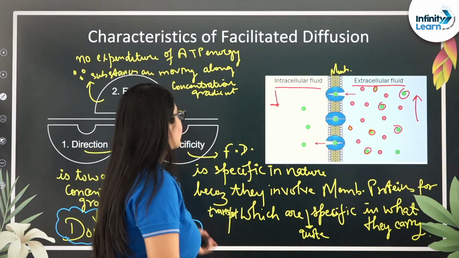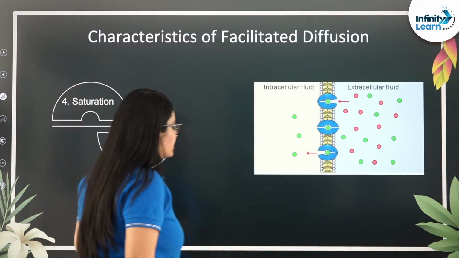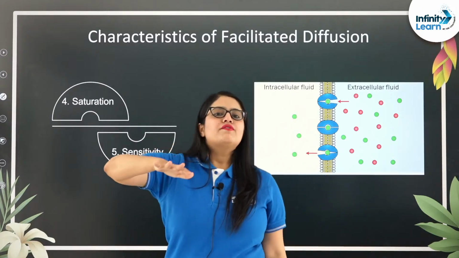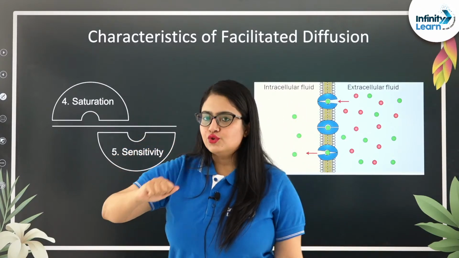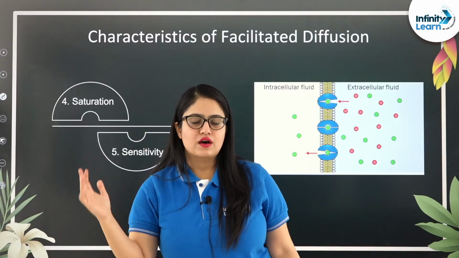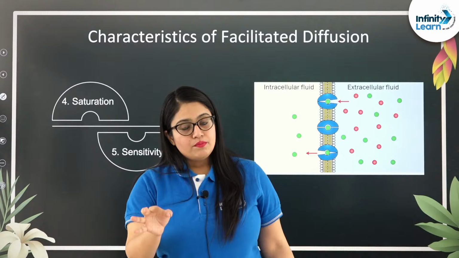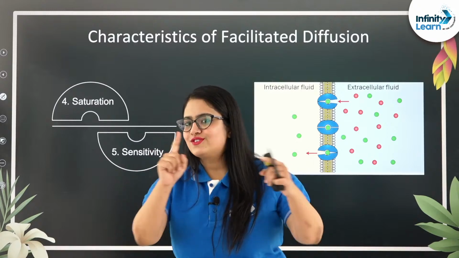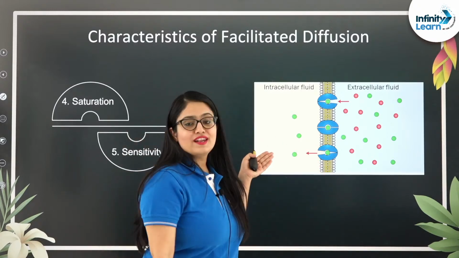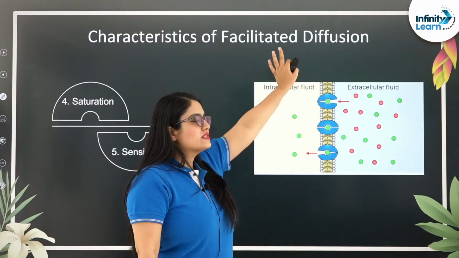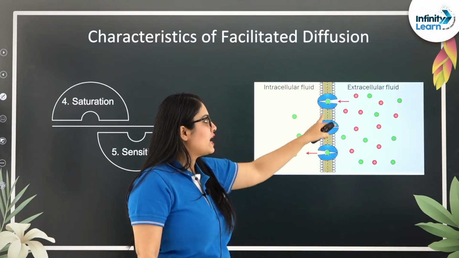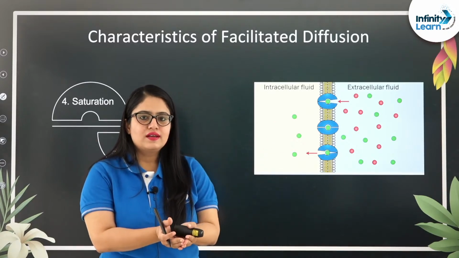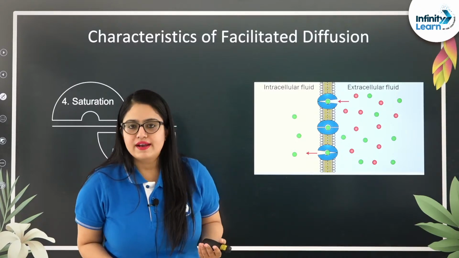Next characteristic we need to discuss is which one? Saturation. Yes. So my kids, whenever membrane proteins are going to be used in transporting substances across plasma membrane, that particular transport will show saturation effect. What is saturation effect? So see here students, with the help of this simple and effective image you can understand. This is facilitated diffusion. Substances are moving with the help of these blue colored membrane proteins. So membrane proteins cannot load themselves infinitely, right?